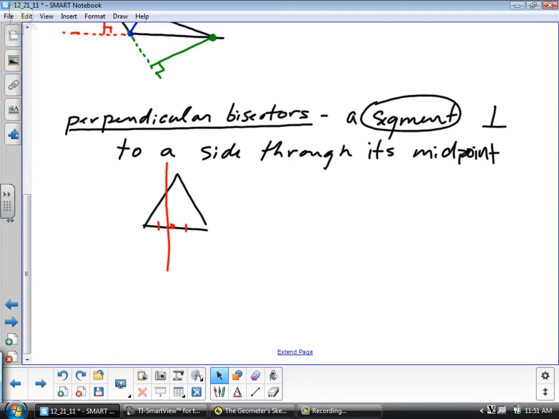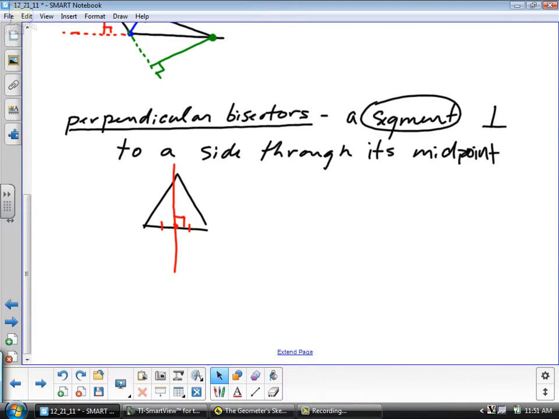Let's ungroup that. So we'll move it over a little bit. Ungroup, move my line so it goes through that midpoint. Will that perpendicular line always go through the opposite vertex? No. When does it go through the opposite vertex? When the triangle is isosceles. Or equilateral. The same thing, yes.